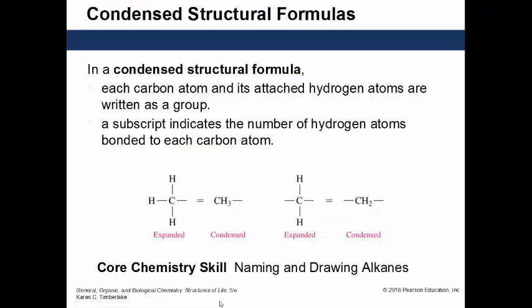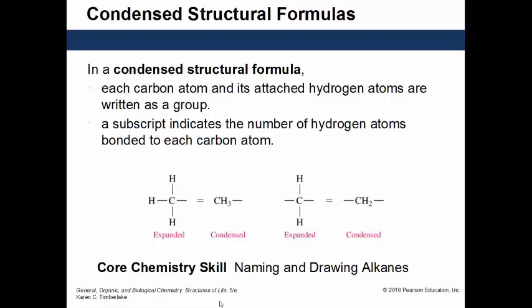All right, I'll talk a little more about the condensed structural formula. In this type of formula, each carbon atom and its attached hydrogen atoms are written as a group. And a subscript represents the number of hydrogen atoms that are bonded to each carbon atom. So for example here, expanded, it takes up a little more room, and this shows you individual bonds. But this, CH3, is exactly the same thing as this.